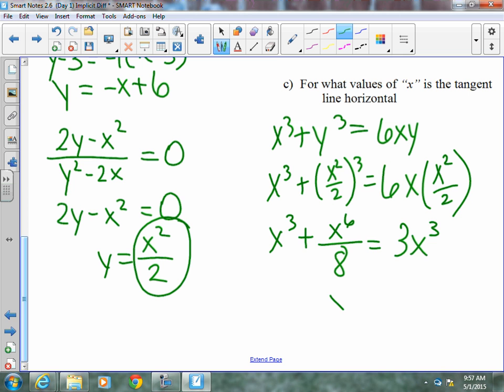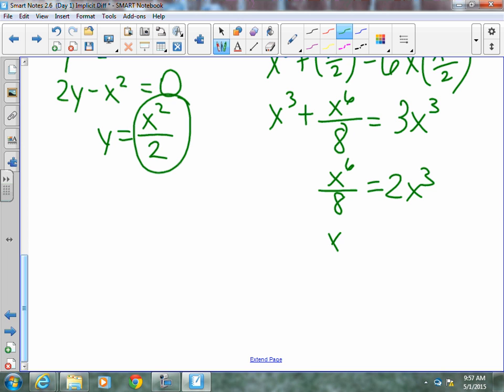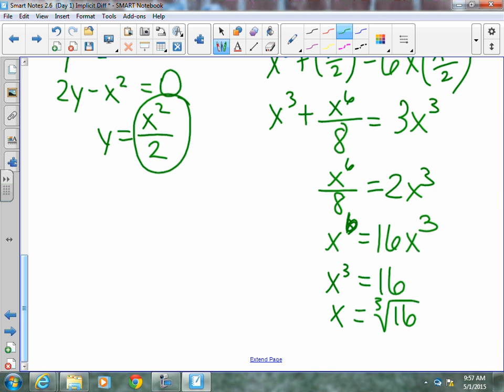I'm going to subtract x cubed. X to the 6th over 8 equals 2x cubed. I can multiply by 8. x to the 6th equals 16x cubed. Divide by x cubed. X cubed then equals 16. And we end up with x equaling the cube root of 16.